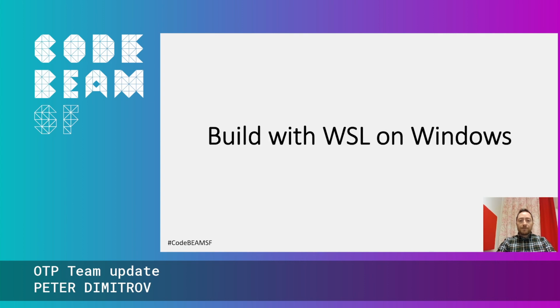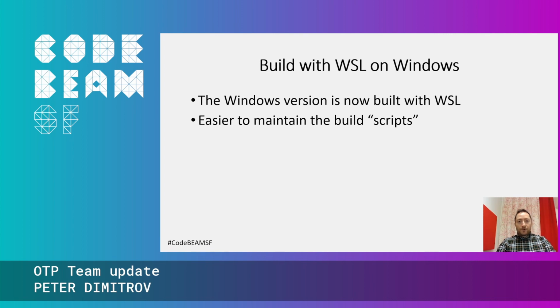Build with WSL on Windows. We have improved our Windows builds by using the Windows Subsystem for Linux for building our Windows binaries. This change will make it easier to maintain our build scripts since they are the same for all other Unix-based platforms.